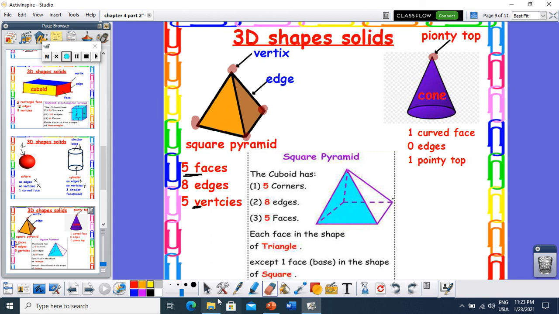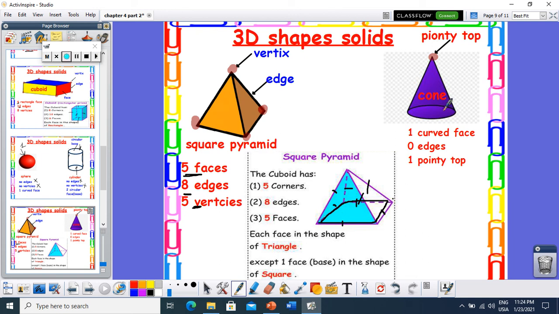Now, how many edges do we have? Edge means straight line. So count with me. 1, 2, 3, 4, 5, 6, 7, 8. I have 8 edges. So the faces here: I have 4 faces in the shape of a triangle and the bottom face in the shape of a square. Look, this is a square on the base.